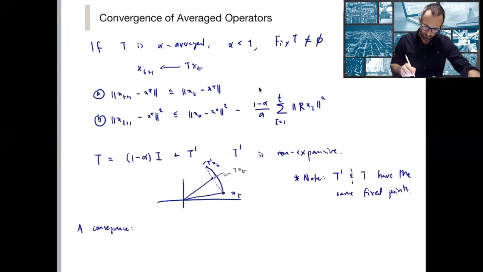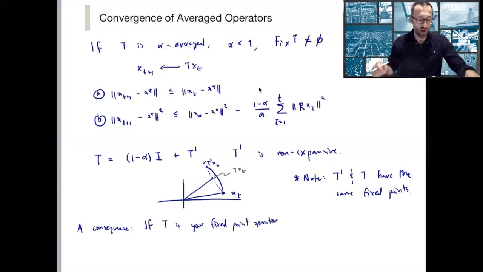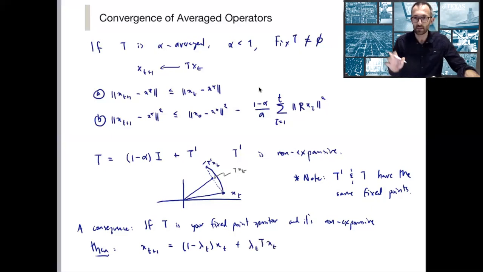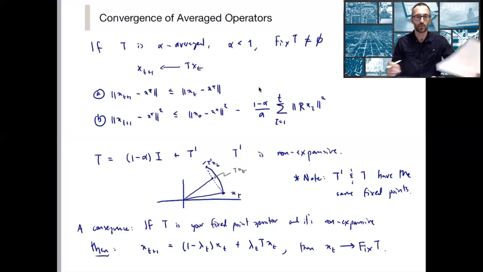Then a consequence of this is that if T is your fixed point operator, in other words, when I say your fixed point operator, I mean the operator that has the fixed points that solve the problem that you care about. So if T is your fixed point operator and it's non-expansive, but we don't know anything about convergence, then if you look at the algorithm, x_{t+1} is equal to (1 minus lambda_t) times x_t plus lambda_t times T of x_t. You see, I'm exactly just looking at an average between the identity mapping and T. Then the sequence that you generate is going to converge to a fixed point of T. This is what we're saying here.